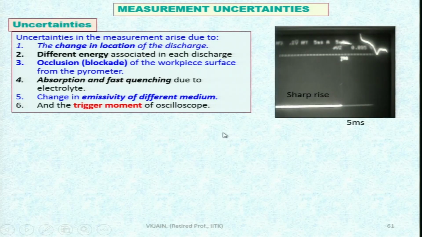So, you can see here a sharp rise is there, this is the 5 milliseconds, and here the temperature measured is around 1500 degree centigrade, and this temperature is good enough for melting and even vaporizing many materials.